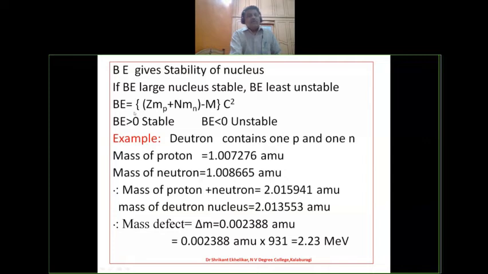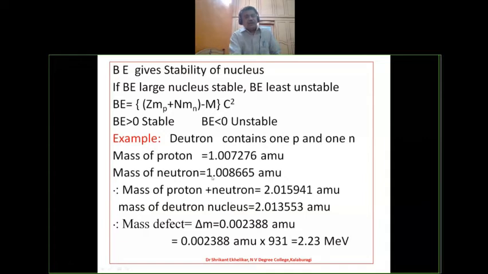So, you can write binding energy by an equation. This is the main bracket, inside it is the mass defect. The first bracket is the assumed mass: Z is the number of protons into the mass of a proton, plus N is the number of neutrons into the mass of a neutron. Minus capital M, the real mass of the whole nucleus. So, there is a mass defect between these, and the energy equivalent, into c square, is the binding energy. If binding energy is greater than 0, it is stable. If it is least, it is unstable.